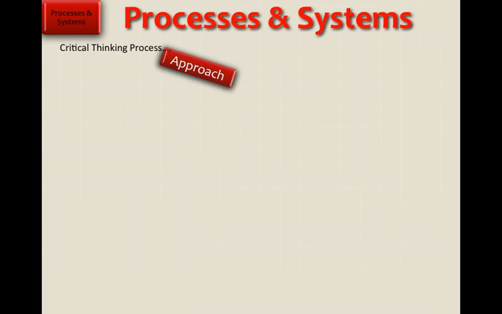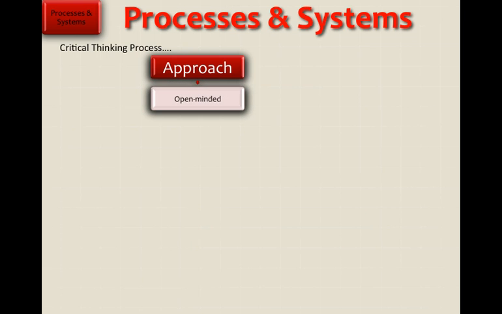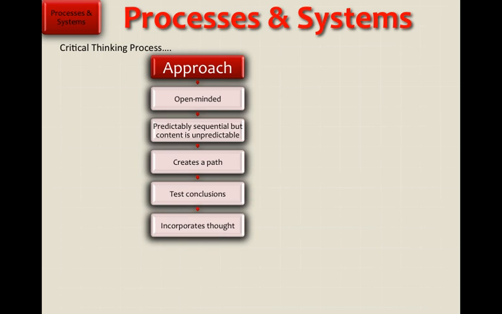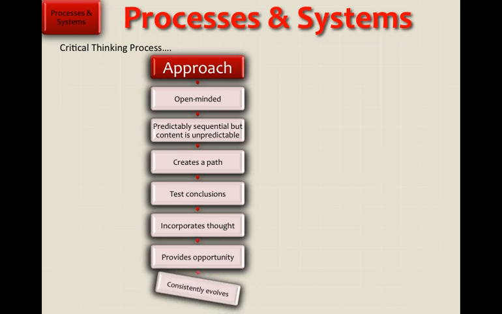When we look next at critical thinking and its process, really it's all about approach. And in approach, we're really looking at whether things or individuals are open-minded. Is there a predictability to the sequence, but the content is then somewhat unpredictable? Creating a path, making sure that the test has conclusions, we incorporate all thought, and then we provide opportunity for all those involved. We want to be able to consistently evolve our approach.